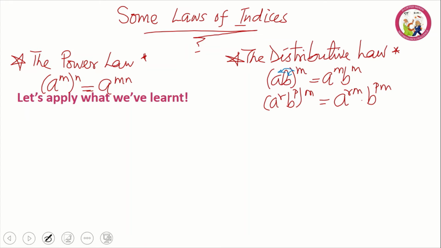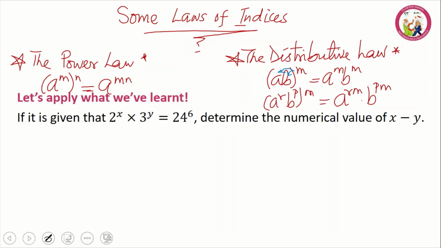Let's apply what we've learned. Here's a question. If it is given that 2 to the power of x times 3 to the power of y is equal to 24 to the power of 6, determine the numerical value of x minus y. Let's solve this. That is 2 to the power of x times 3 to the power of y equal to 24 to the power of 6.